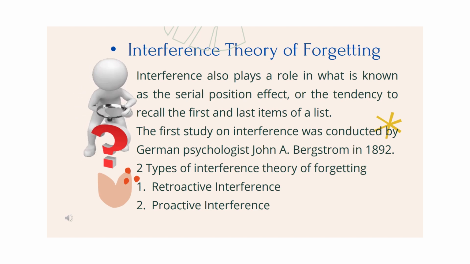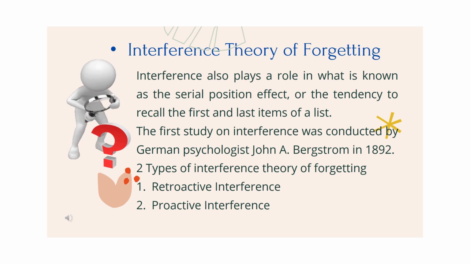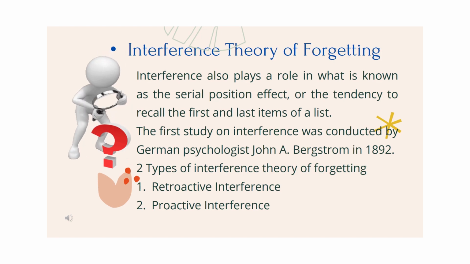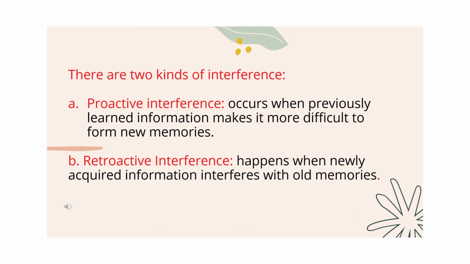So the first study on the interference was conducted by German psychologist John A. Bergstorm in 1892. We also have two types of interference theory of forgetting. First is the retroactive interference and second, proactive interference. Let's talk about two types of interference. So we have proactive interference and retroactive interference.